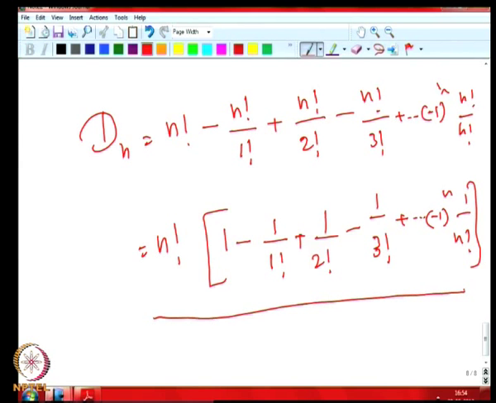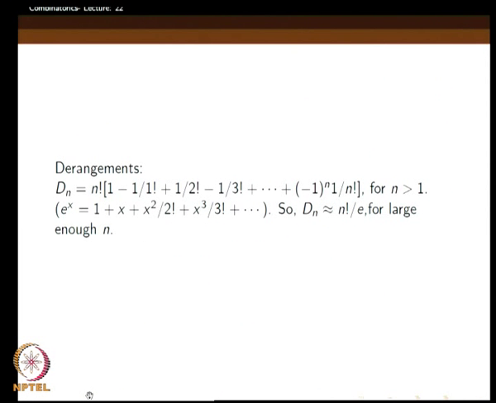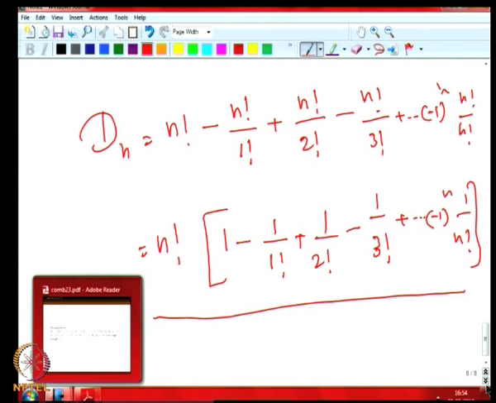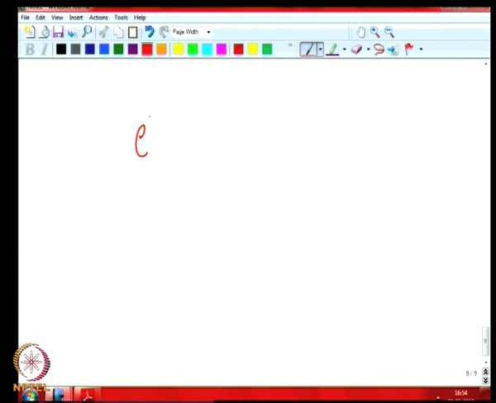This is the formula. So, this will remind us of a formula which we have studied in calculus, namely the expansion of e to the power x. It will be like this: e to the power x is equal to 1 plus x plus x square by 2 factorial plus x cube by 3 factorial. This is an infinite series, right.